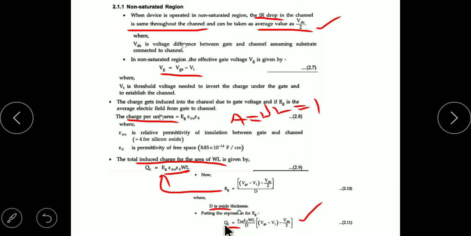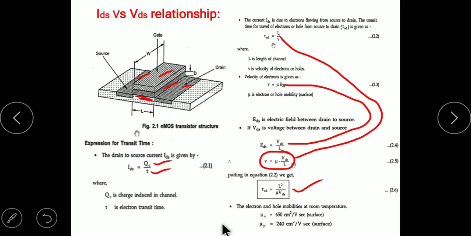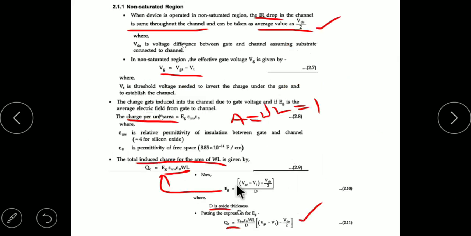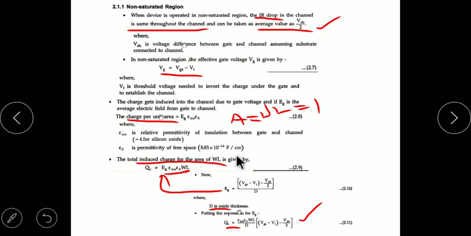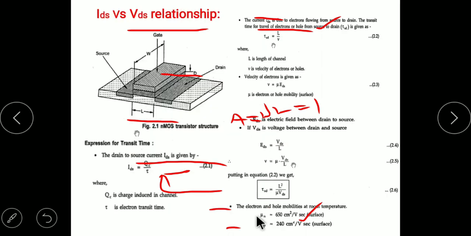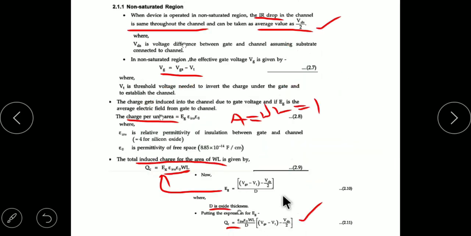So we have derived the charge induced in the channel Qc and the transit time tau. If you substitute these two equations in this relation, then you will get the expression for IDS. So therefore IDS is equal to Qc by tau. What is Qc? This one, whole divided by tau. Tau is equal to L square by mu into Vds. So here, whole divided by L square by mu into Vds.